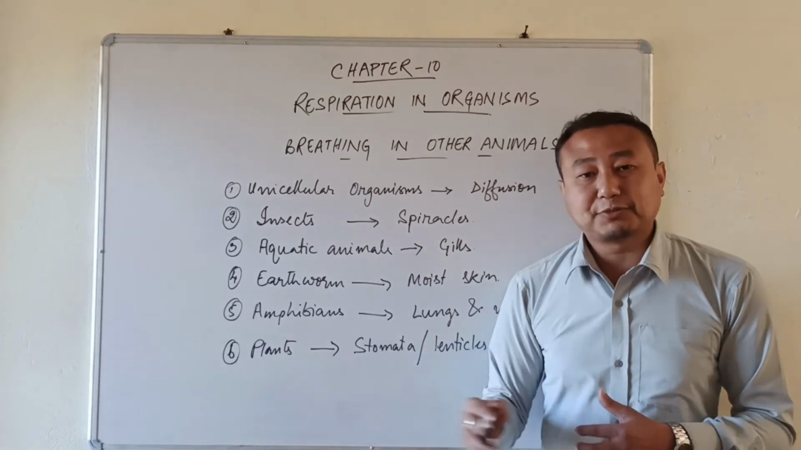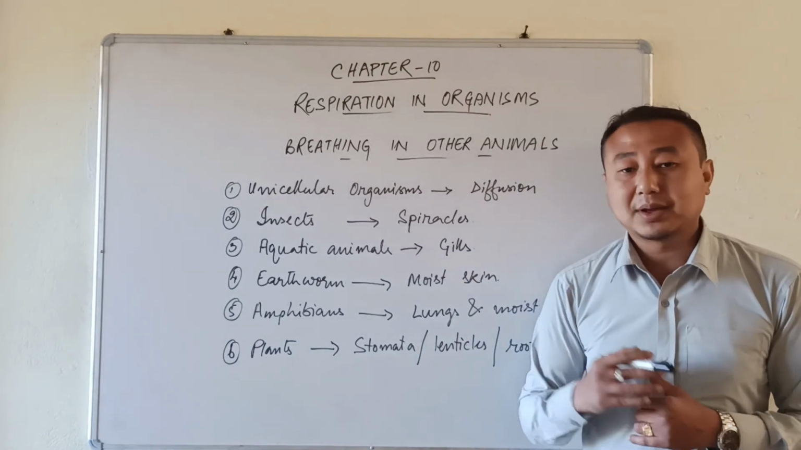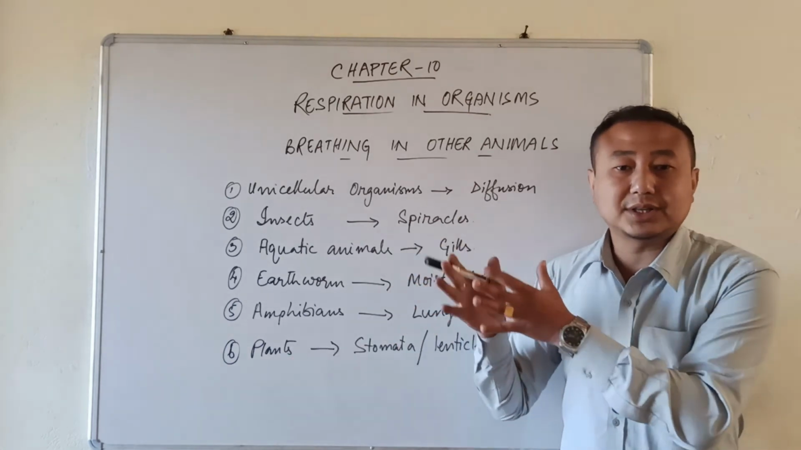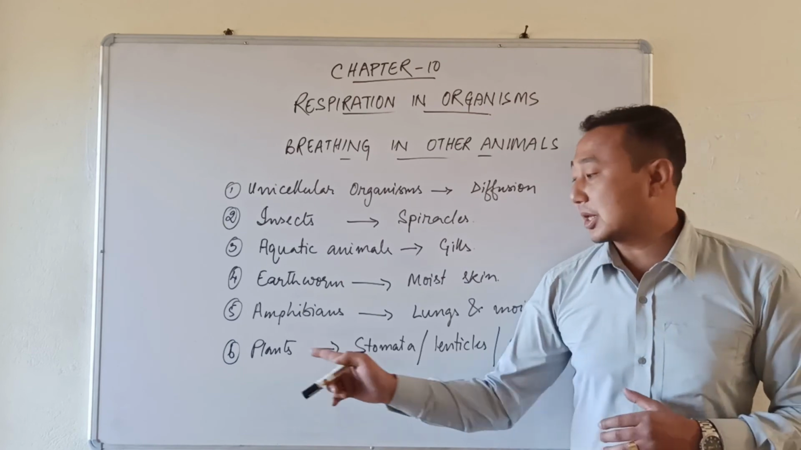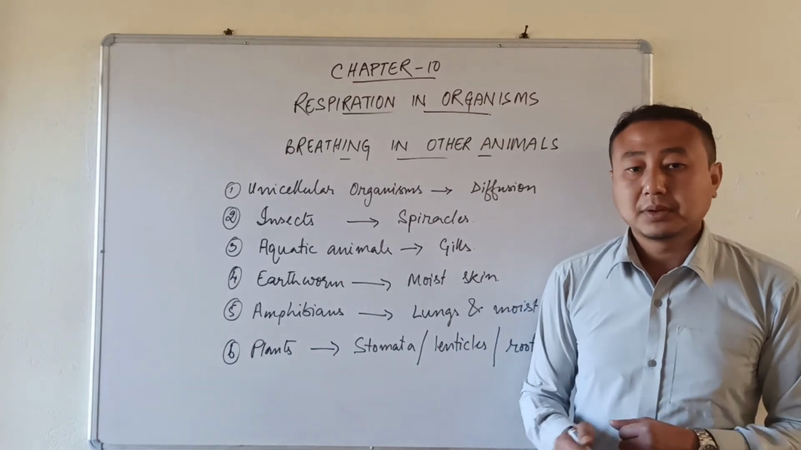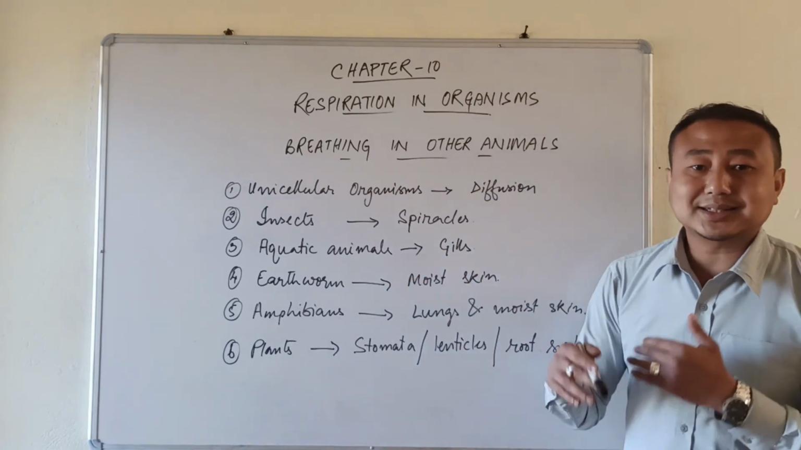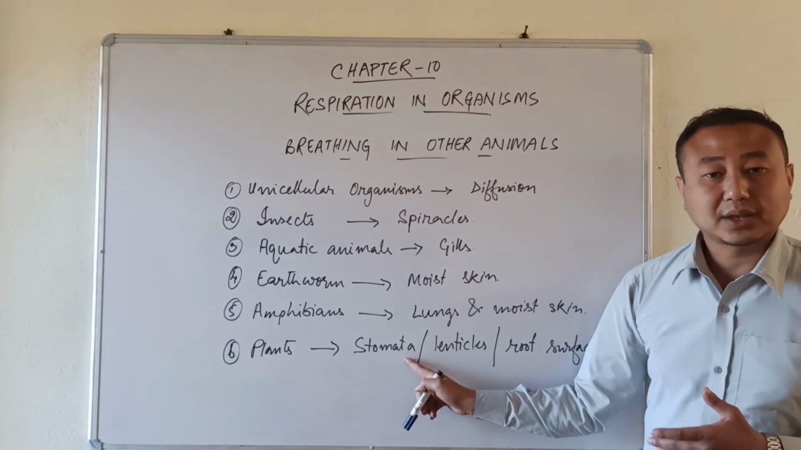The plants also perform the process of respiration all the time, not only during the daytime. The photosynthesis process performed by the plants takes place only during the daytime when there is sunlight. But the process of respiration is performed by the plant day and night. The plants perform the breathing process or the exchange of gas by the help of stomata generally.